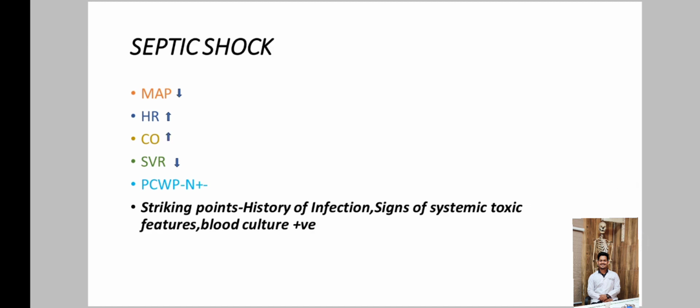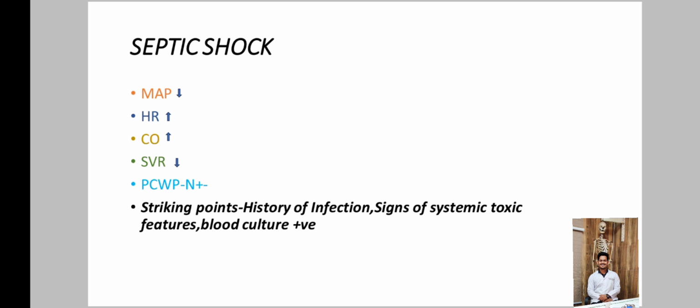Like other types of distributive shock, the features are the same in case of septic shock as well. The mean arterial pressure is decreased, the heart rate is increased, and the cardiac output is increased. Why? Because of a hyperdynamic circulation.